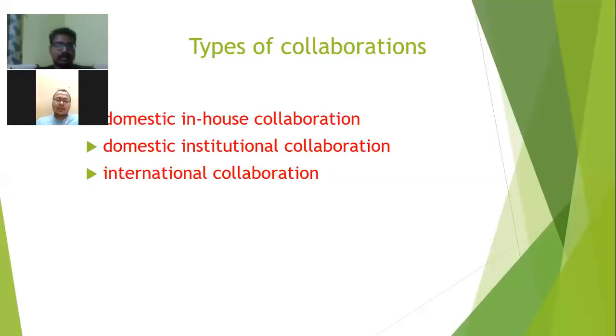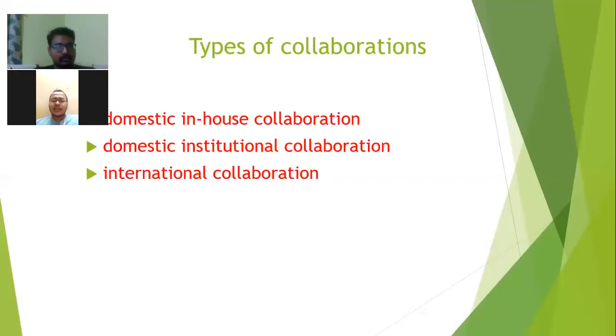Dr. Kanak, I would like to add a point here. In the case of this domestic in-house collaboration, it is the easiest one, I can say. The other two we will discuss later, but in this case, you just have to contact somebody from another department, somebody who is working in some other area. It will be easy for you to collaborate with them.